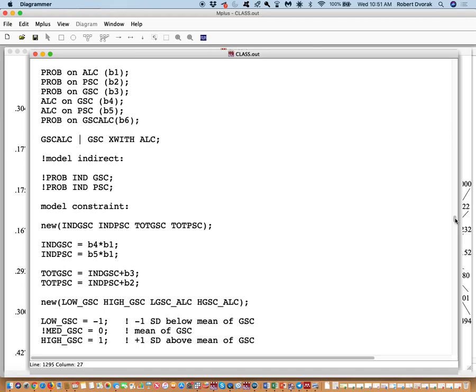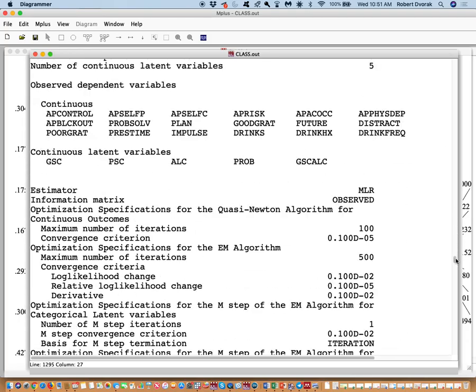Oh, yeah, you have int GSC equals this, int GSC equals this. They can't both be int GSC. Told you. Just one little thing. Okay, thank you. Yep. Okay.